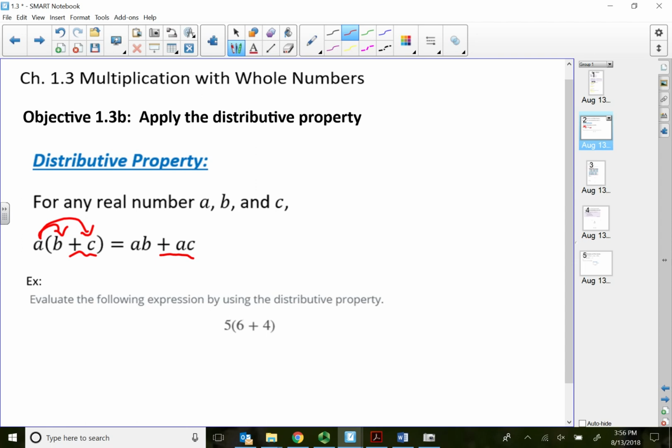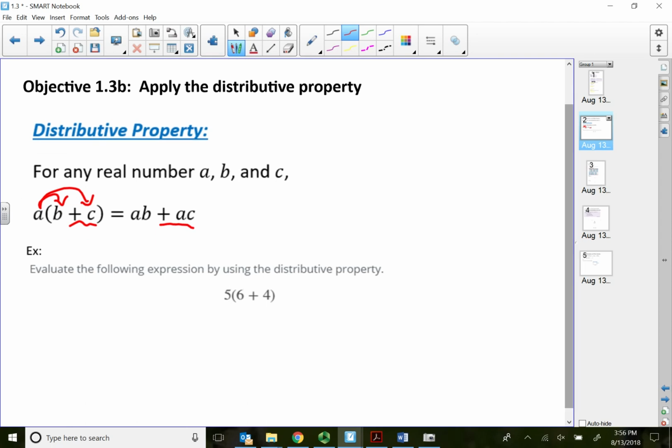So for this example, if I want to use the distributive property to do this, we will say 5 times 6, which is 30. And then 5 times positive 4. I'm calling it positive right now because that's eventually where we're headed to, which will give me positive 20, or plus 20. So my answer will be 50.